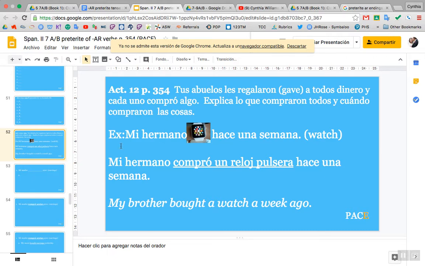For example, mi hermano, and then you're given a watch, and then you're given the time period of hace una semana. So given those three things, who, what, and when, make a sentence. Your sentence would be, mi hermano compró un reloj pulsera hace una semana. In other words, my brother bought a watch a week ago.